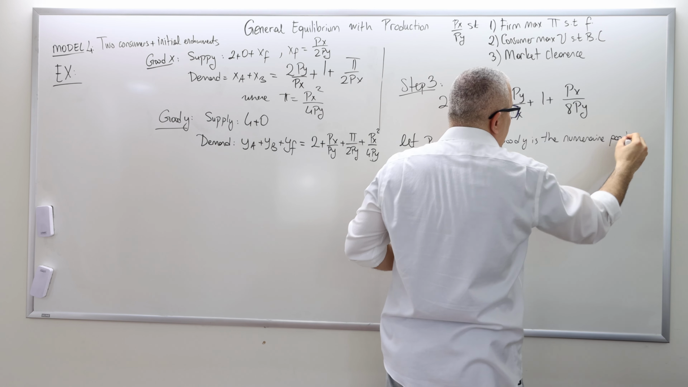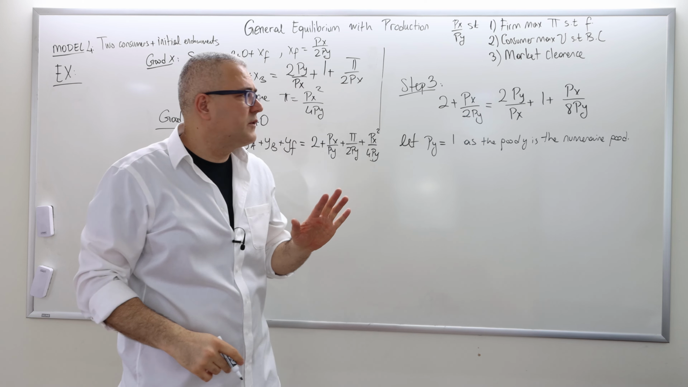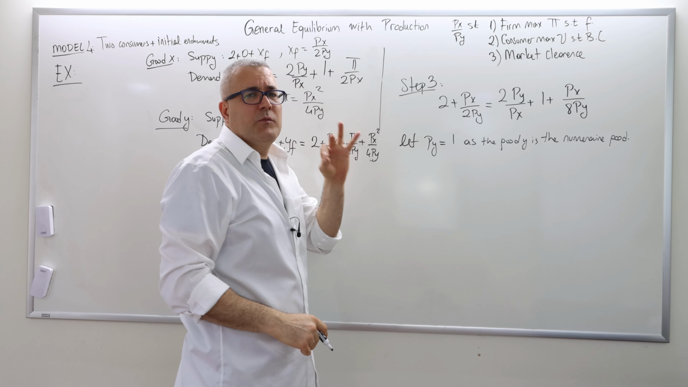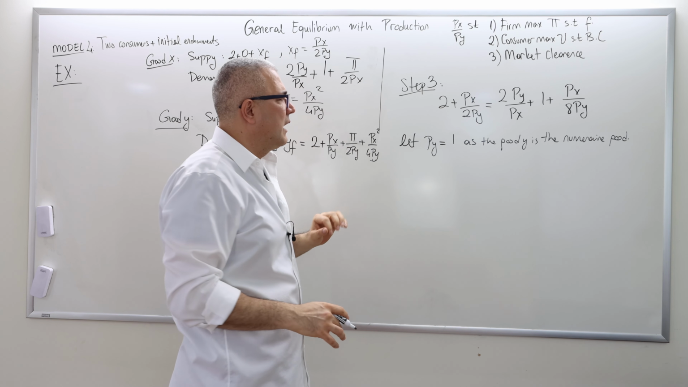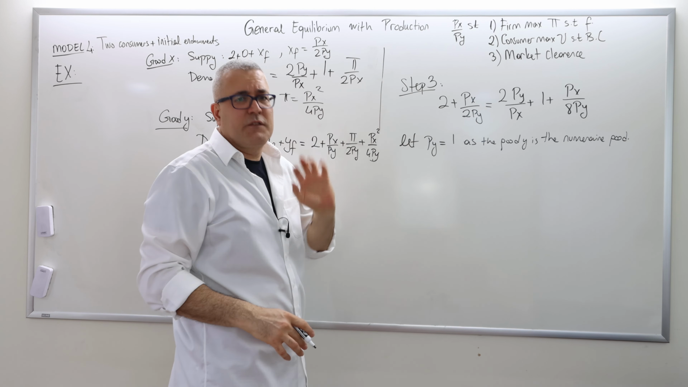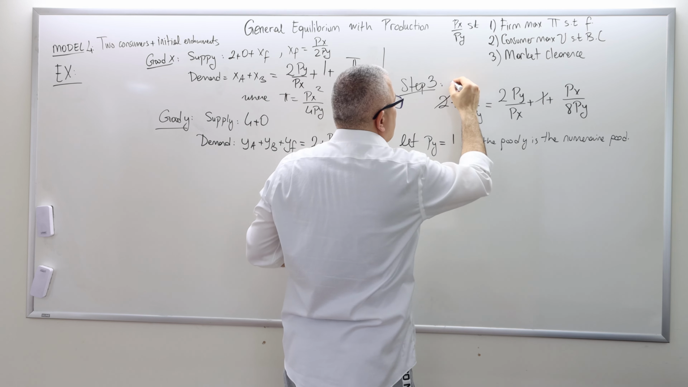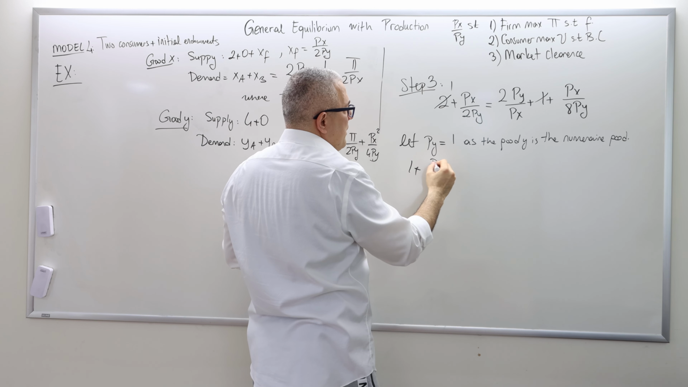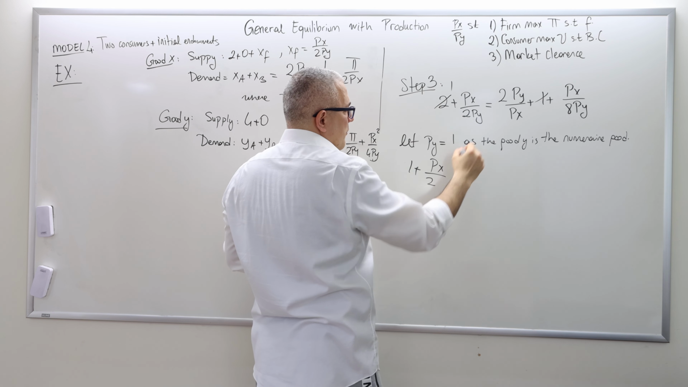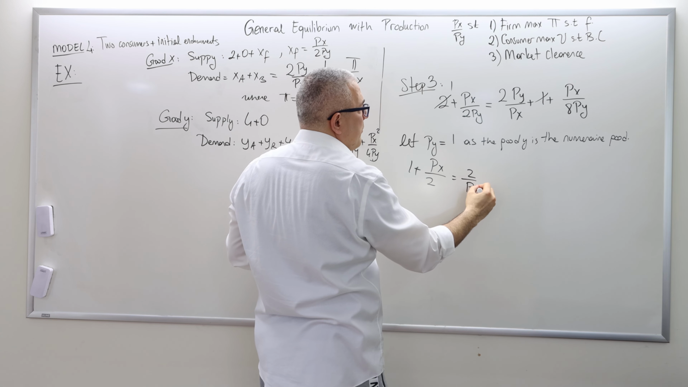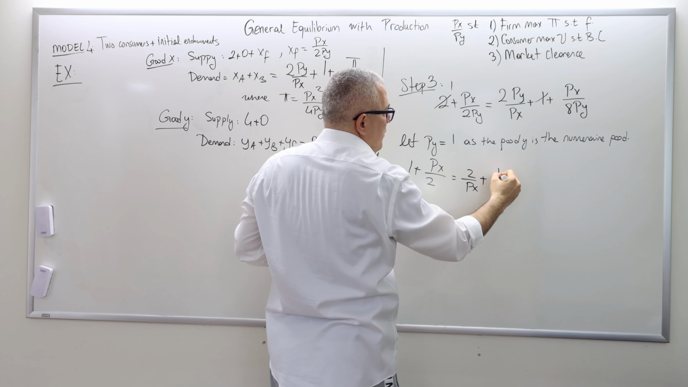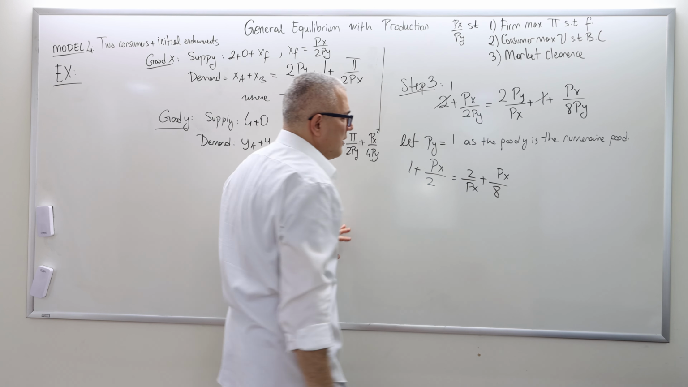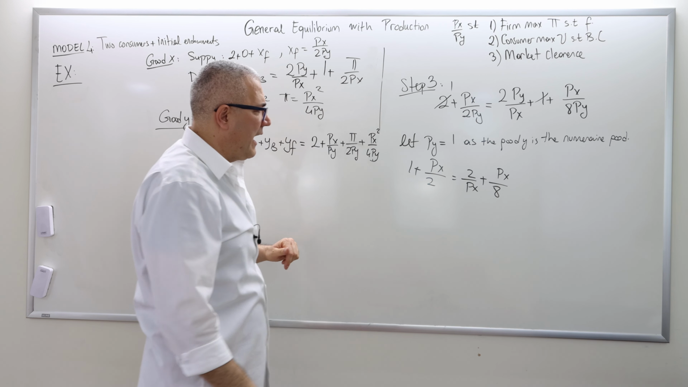Well, this is a trick that you can definitely use. So good Y has a price of 1. So I normalize it, then just find PX, all right? So it's easier. If you do that, first of all, this 2 and 1 will cancel, so you're going to be left with 1. So 1 plus PX over 2 equals 2 divided by PX plus PX divided by 8. All right, so that's what I have.